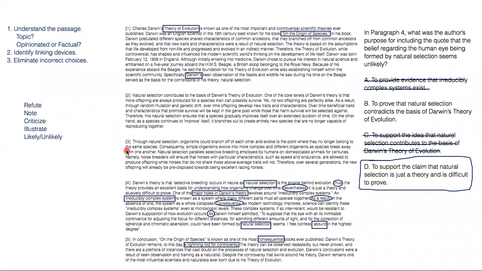Now, those are our main tips and strategies for tackling the purpose question on the TOEFL reading test. Make sure you follow these 3 strategies and work on being familiar and comfortable with the phrases and words that will come up when you see these types of questions.